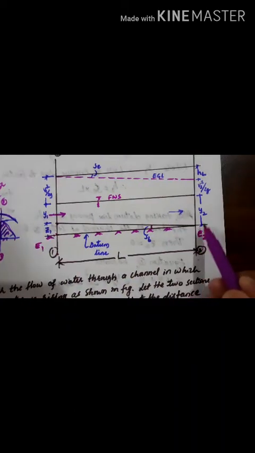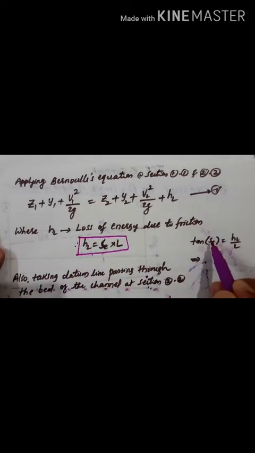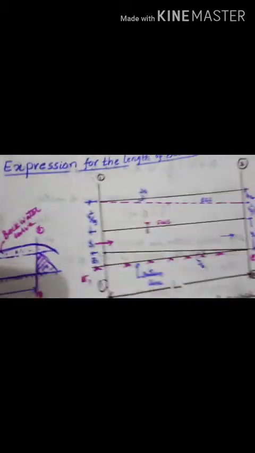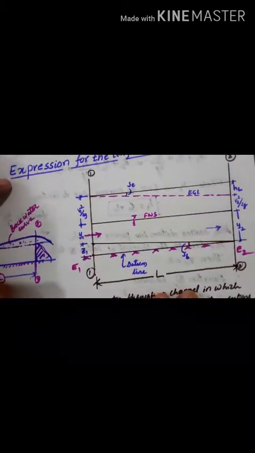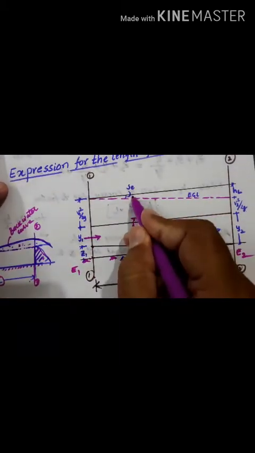Here Z2 plus Y2 plus V2 square by 2G plus the loss of energy. Let us call this equation number 1, where HL represents the loss of energy due to friction. This HL can be written as HL equal to SE into L. So if you look at this figure, this one is the slope of energy line.